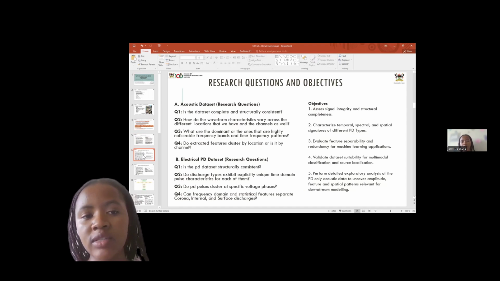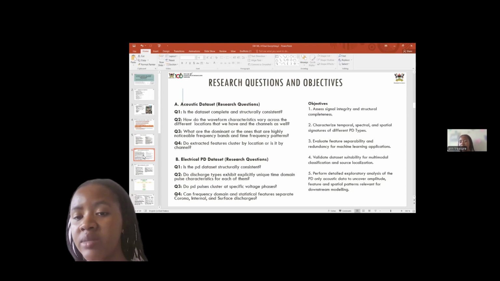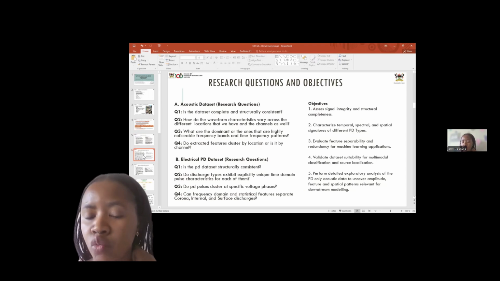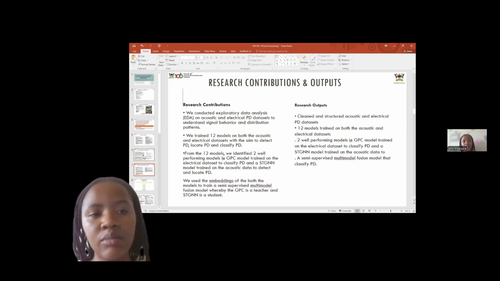For our research questions, we had two datasets mainly, an acoustic and an electrical dataset. Within these datasets, we aim to check whether the dataset was complete to extract the different features that would further aid these three tasks. So what we did was to validate the dataset suitability for multimodal classification and source localization. We performed detailed exploratory analysis besides building these 13 models.